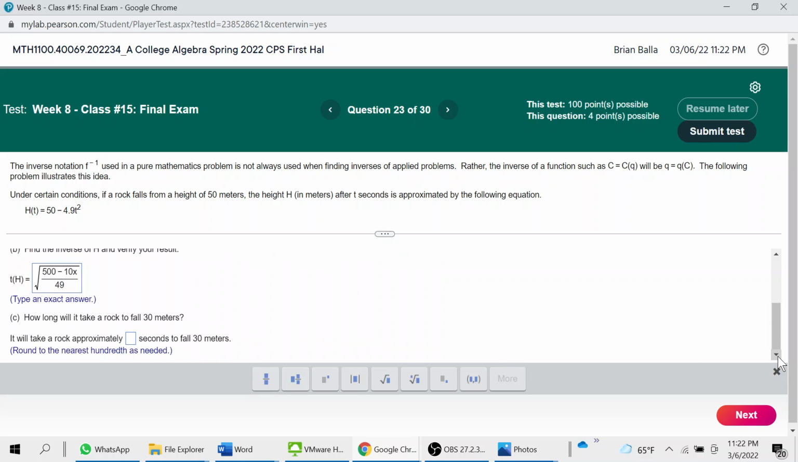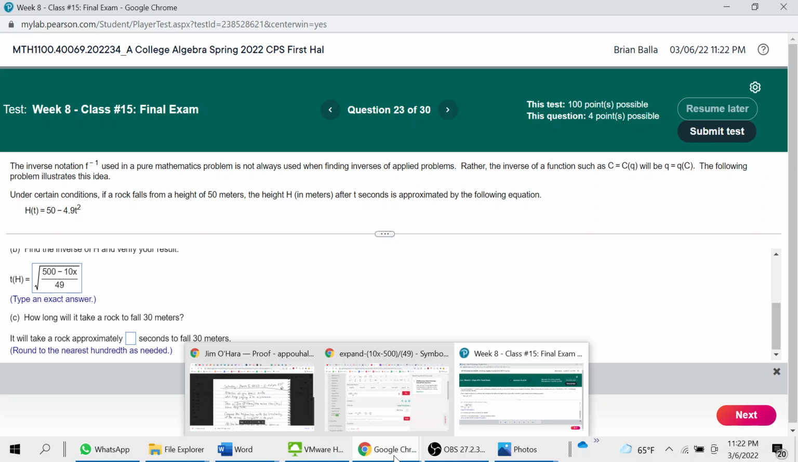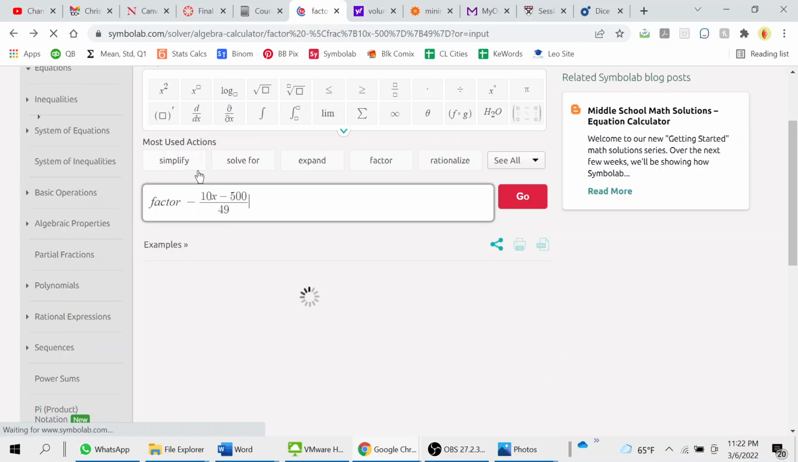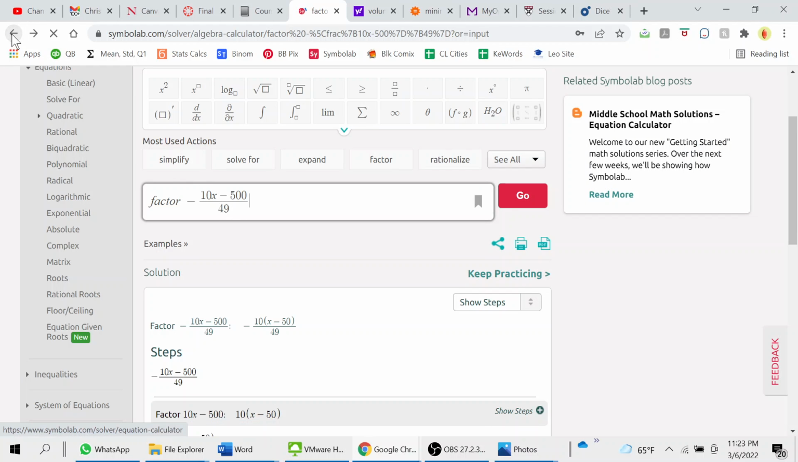Okay. How long will it take a rock to fall 40 meters? How long will it take a rock? Okay. Rewind. Right, reverse. Subtract.